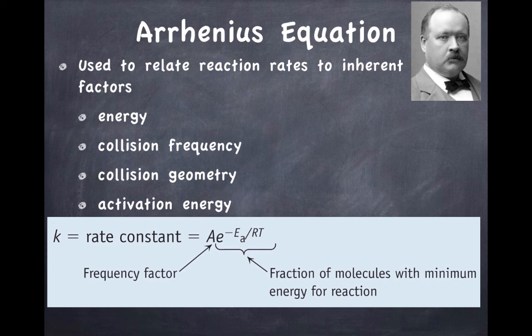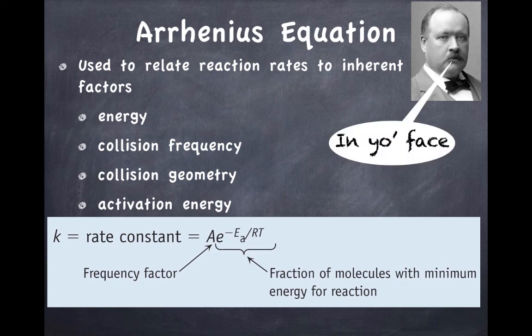And so that exponential term really represents the fraction of molecules that have the minimum amount of energy needed in order to react. Svante Arrhenius is an interesting historical character in terms of chemistry, and we'll talk about him in class just a little bit.